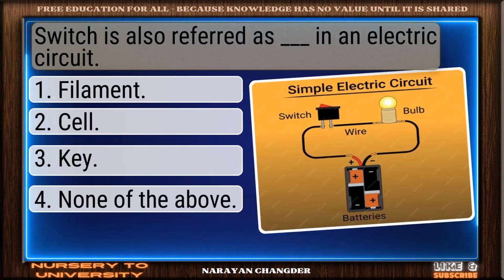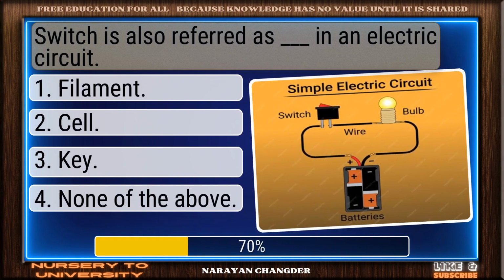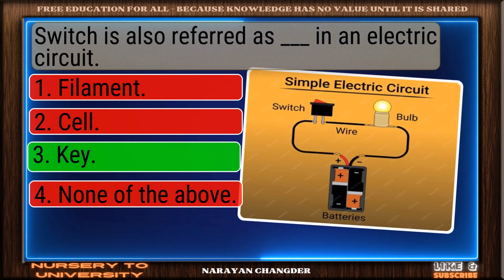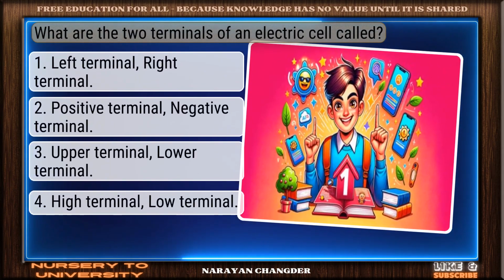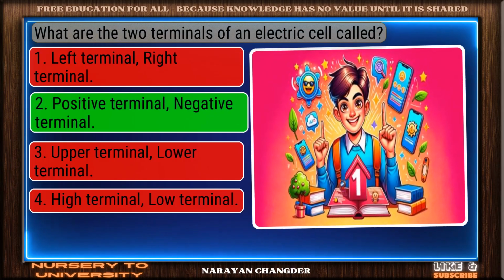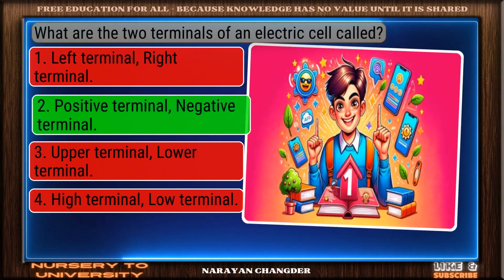Switch is also referred as dash in an electric circuit. Nice work. You chose key and it is correct. What are the two terminals of an electric cell called? Well picked. Positive terminal, negative terminal is the correct answer.